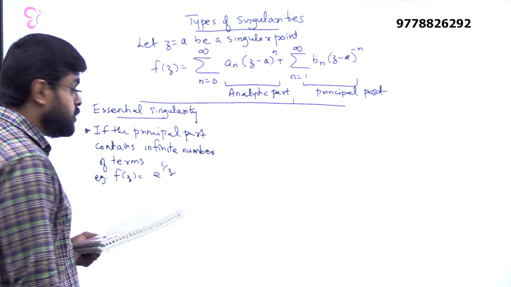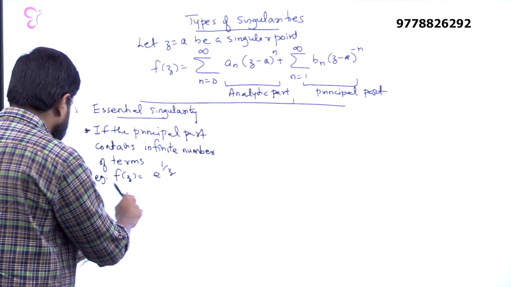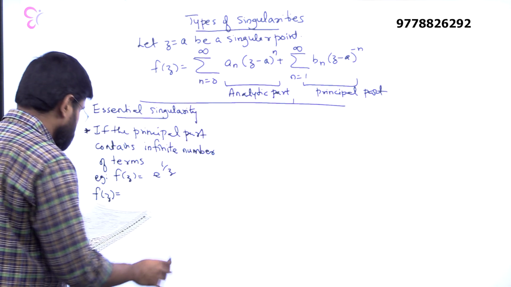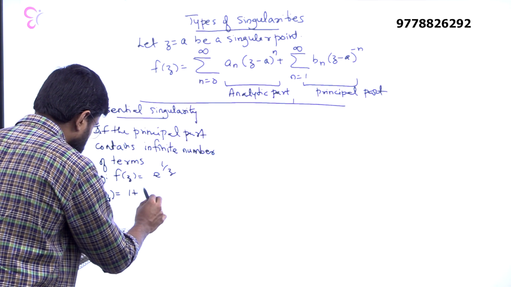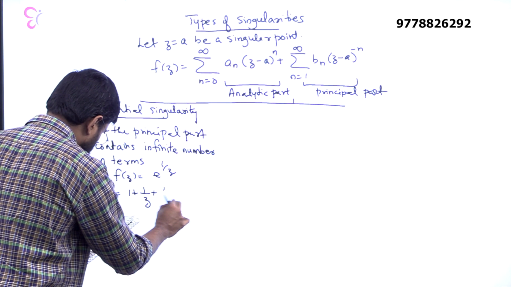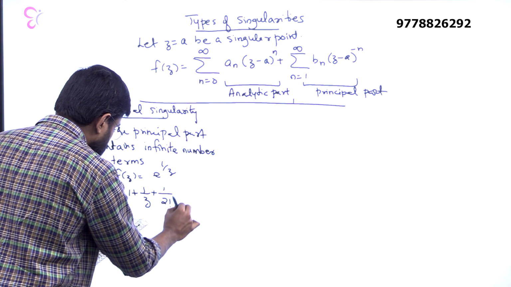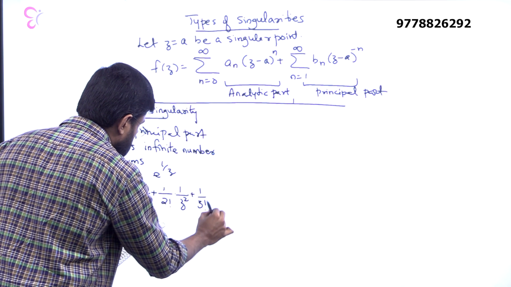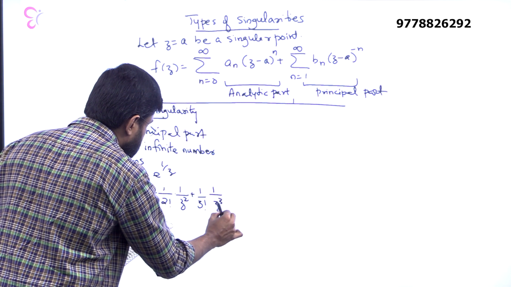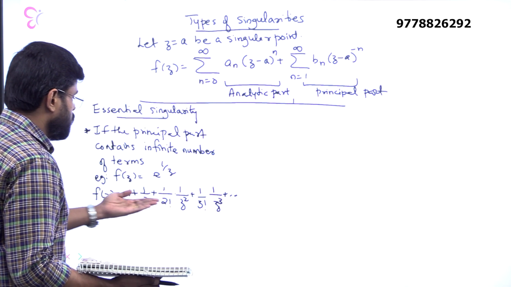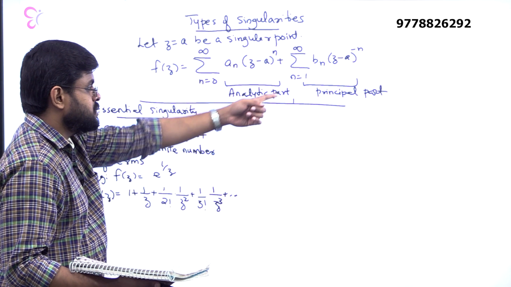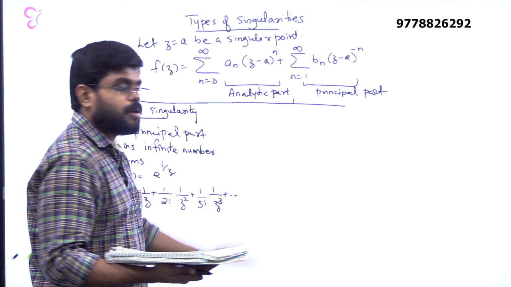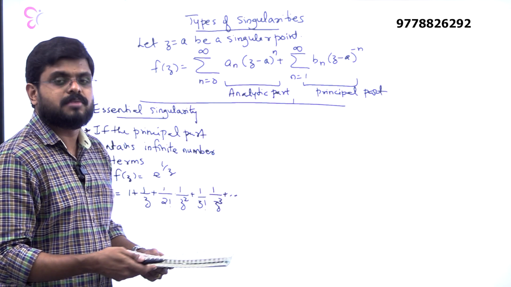f of z is equal to e power 1 by z. If you expand this, what is the expansion of e power 1 by z? It is 1 plus 1 by z plus 1 by 2 factorial into 1 by z square plus 1 by 3 factorial into 1 by z cube plus etc. See, all the powers of z are in the denominator. That means it is the principal part. It does not have any analytic part. It has an infinite number of terms in the principal part.